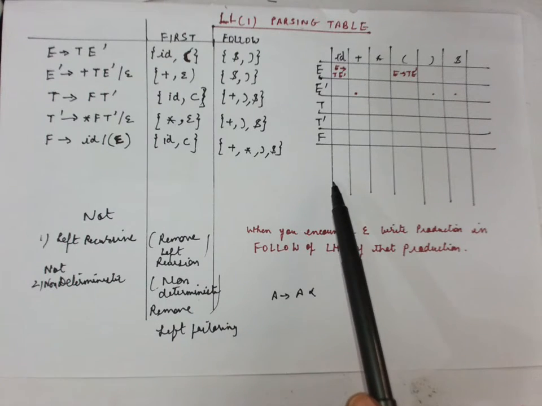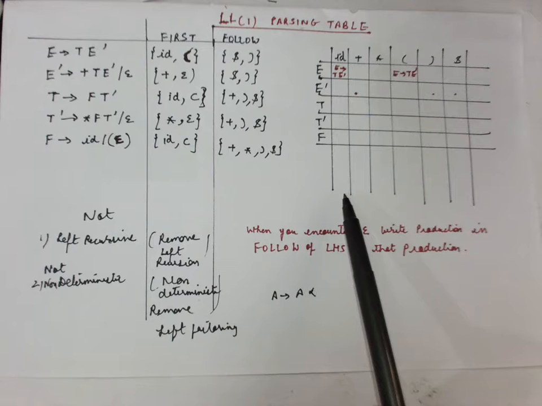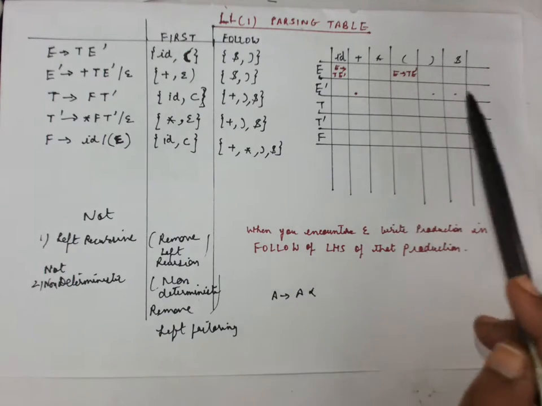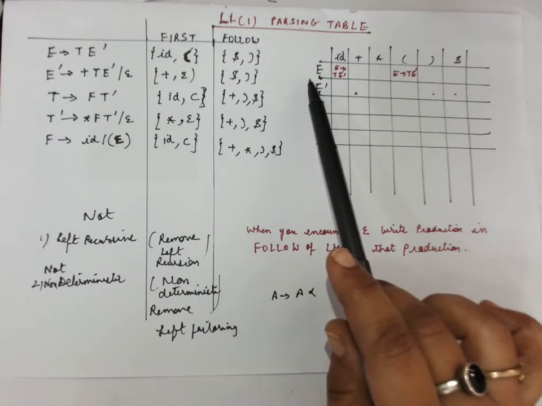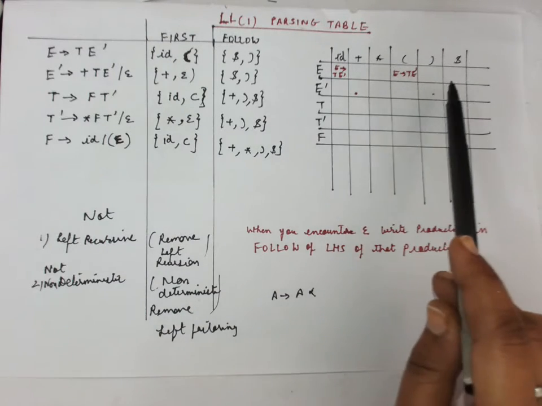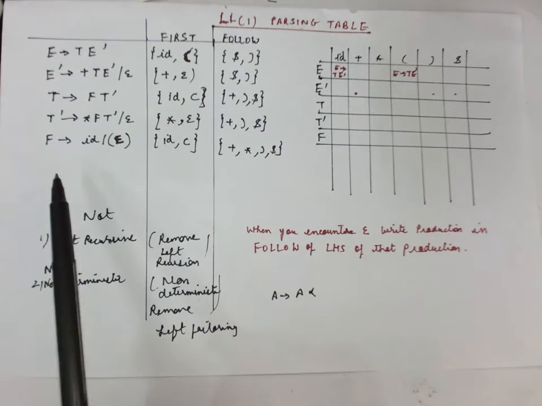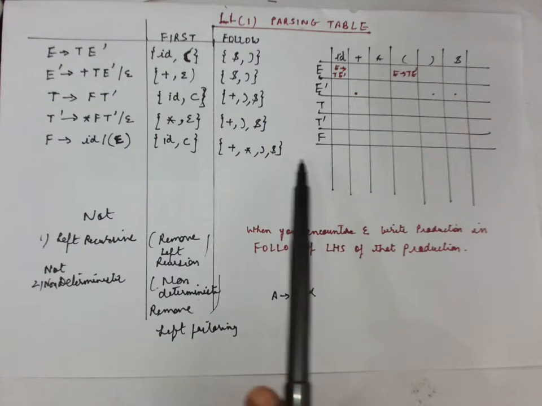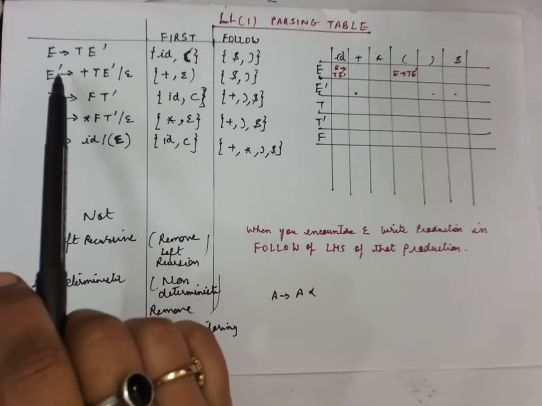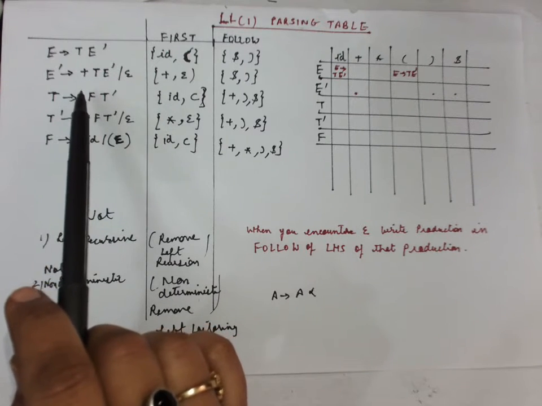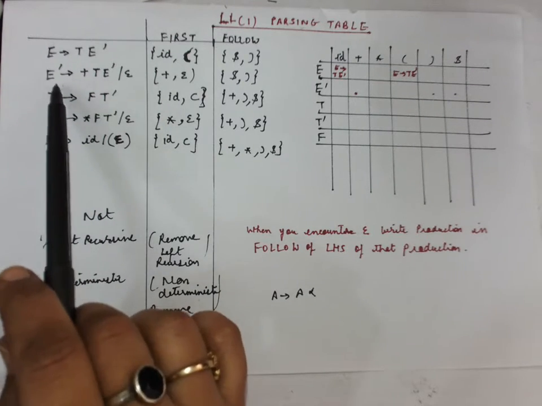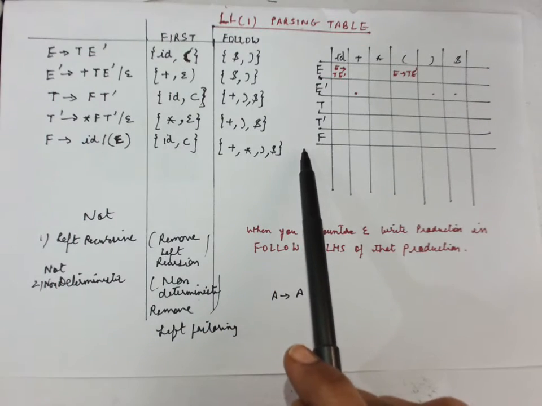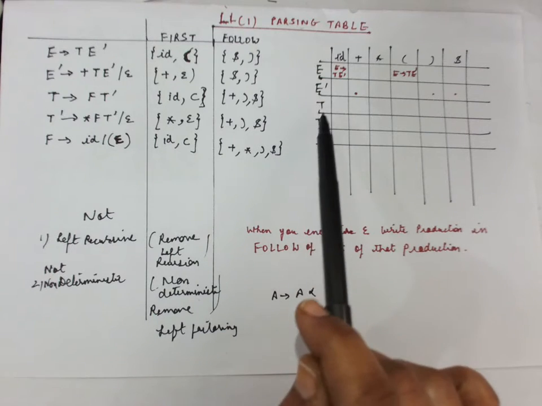Now let us see how we will generate the LL1 parsing table. For this we have to make a proper table. Here you can see we have rows and columns. In the rows we have the different non-terminals. All the non-terminals of the grammar will be in this parsing table. Here we can see the non-terminals: E, T, E dash, T dash, and F. So we have 5 non-terminals, and they are all in the rows.